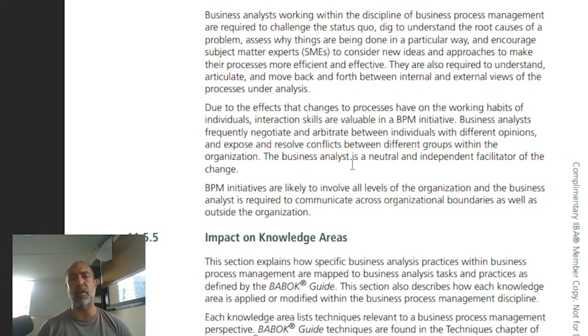Due to the effects that changes to the processes have on the working habits of individuals, interaction skills are valuable in a BPM initiative. Business analysts frequently negotiate and arbitrate between individuals and different opinions, and expose and resolve conflicts between different groups within the organization. The business analyst is a neutral and independent facilitator of the change. BPM initiatives are likely to involve all levels of the organization, and the business analyst is required to communicate across organizational boundaries as well as outside the organization.